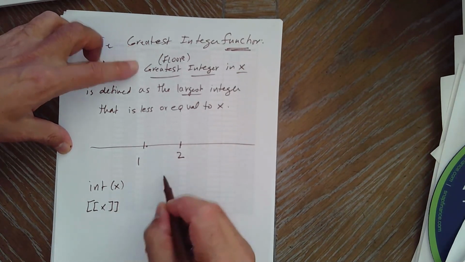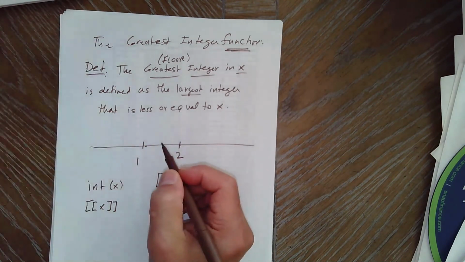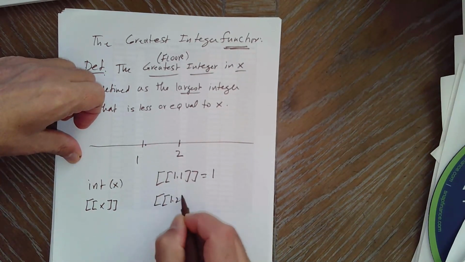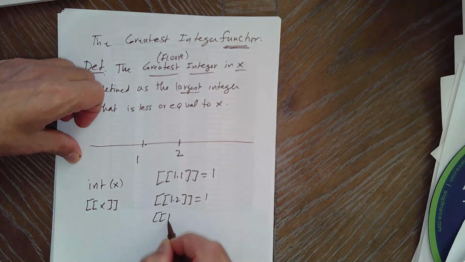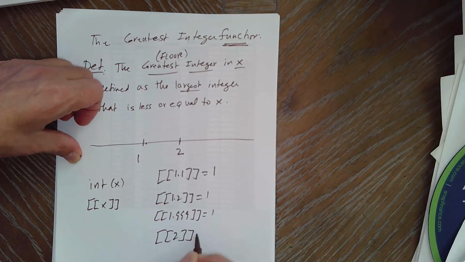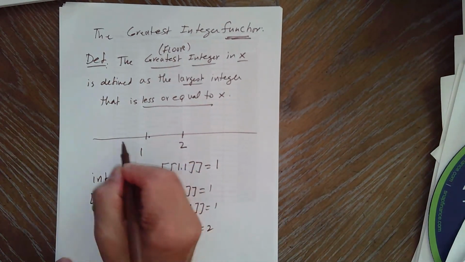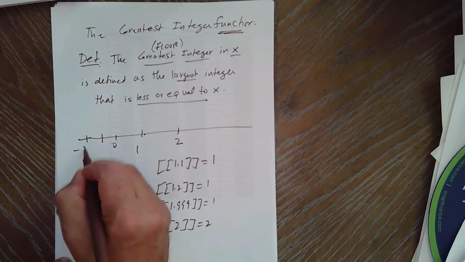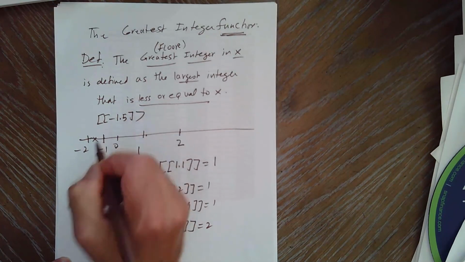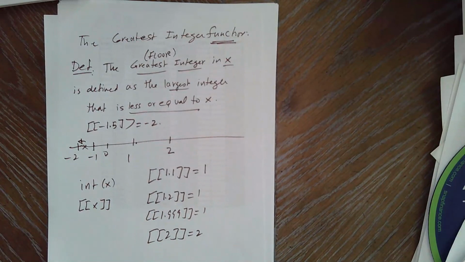Okay, if you say greatest integer of 1.1, it takes you to the floor, so it takes you to the left. The greatest integer of 1.2 is 1, and so on. Greatest integer of 1.999 is 1. Once you reach 2, then it gives you 2, because it's less than or equal to x. If x is an integer, it gives you the same answer. Now we gotta be careful with the negatives. So say you want to do the greatest integer of negative 1.5. It doesn't give you a negative 1. Remember, you always go to the left. It's negative 2.